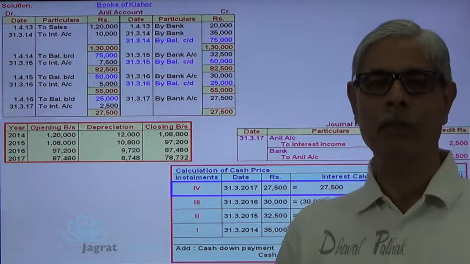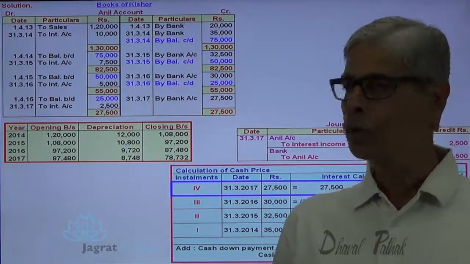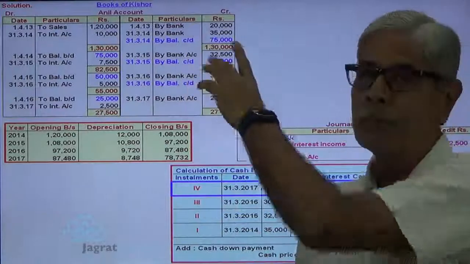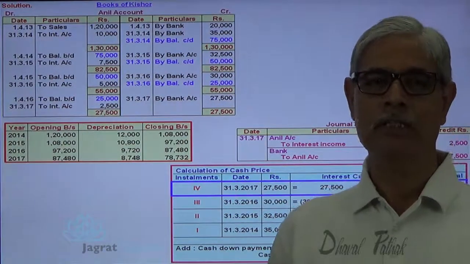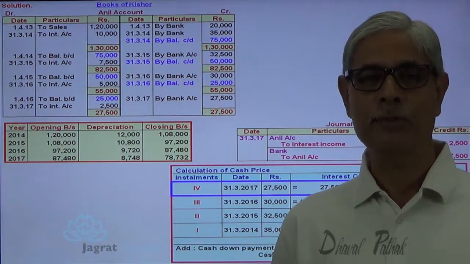Purchaser account is prepared in the books of vendor. There is no corresponding entry for depreciation in the books of vendor. That's an important point to be noticed by the students. So I have tried to explain you this sum.